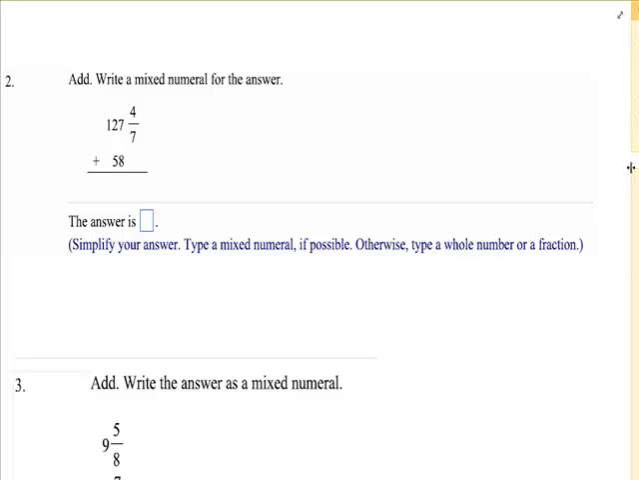All right, let's look at this one. We have 127 and 4/7. We're going to add 58, and we don't have a fraction part. So when I add 4/7, I have nothing to add to it, so I just get 4/7. It's as if we added 0 to it. I add 7 and 8 for 15. Carry the 1. 1 and 2 is 3. 3 and 5 is 8. Bring down the 1. I have 185 and 4/7.